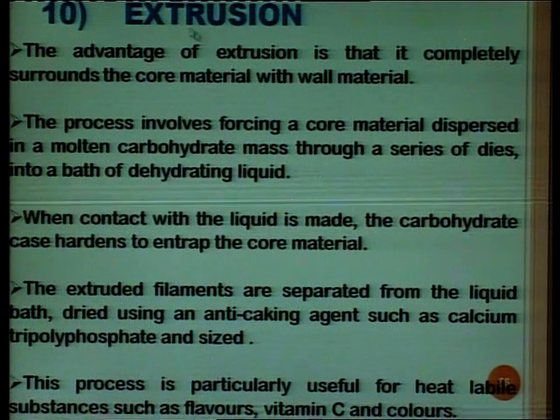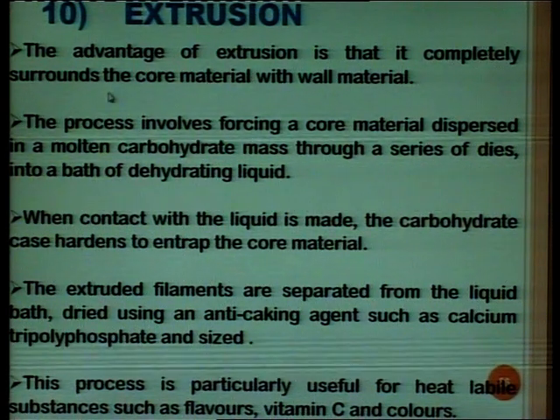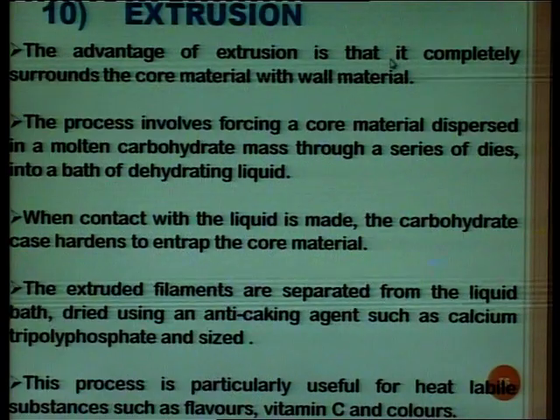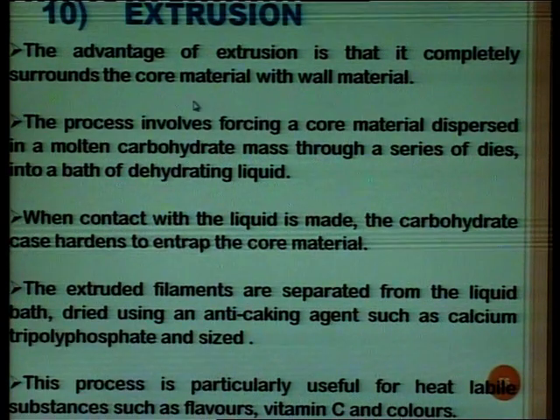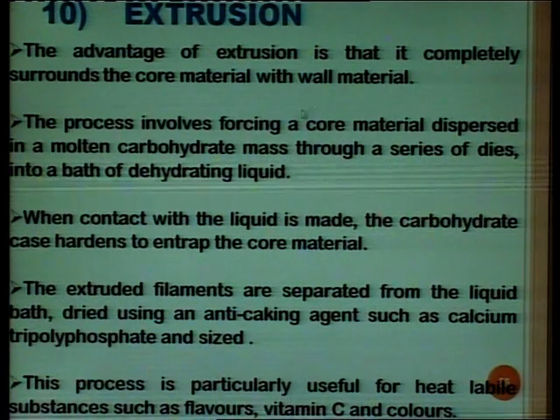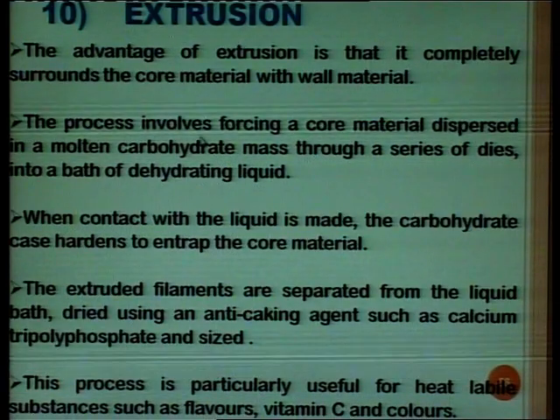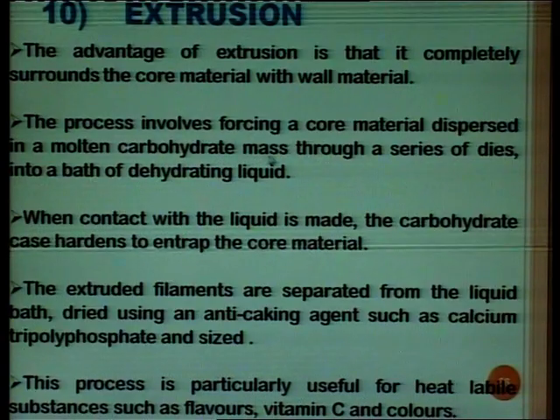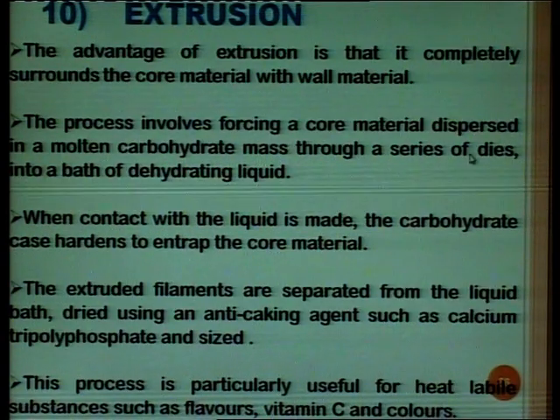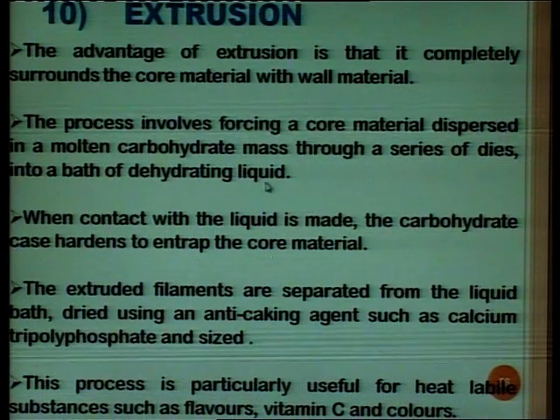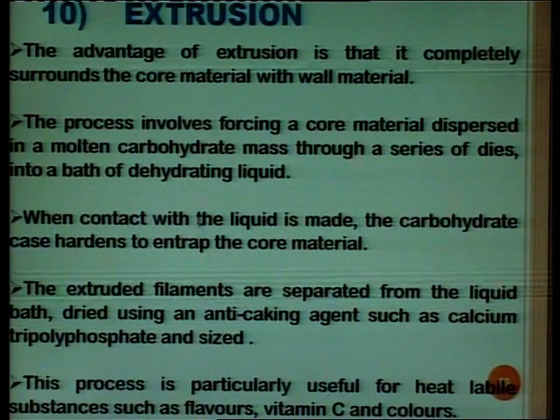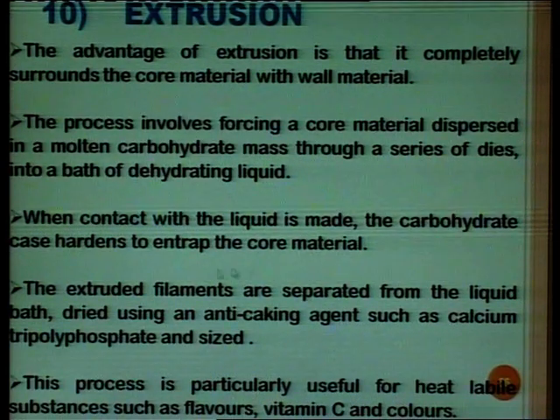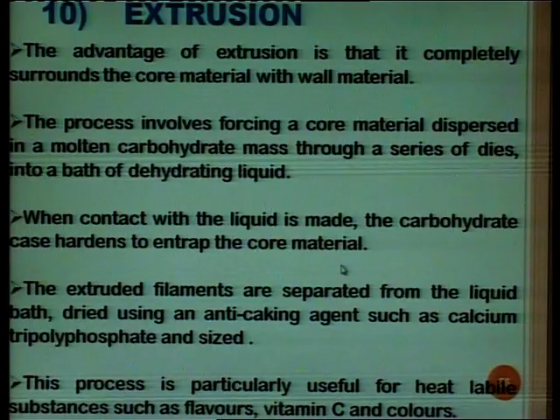Next technique is extrusion technique. The advantage of extrusion technique is that it completely surrounds the core material with the wall material. This technique involves forcing a core material dispersed in a molten carbohydrate mass through a series of dies into a bath of dehydrating liquid. When contact with the liquid is made, the carbohydrate case hardens to entrap the core material.